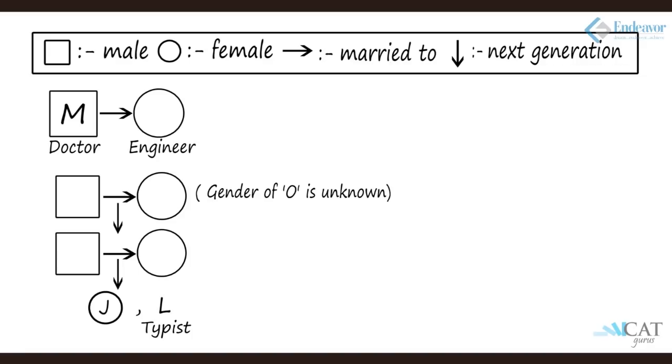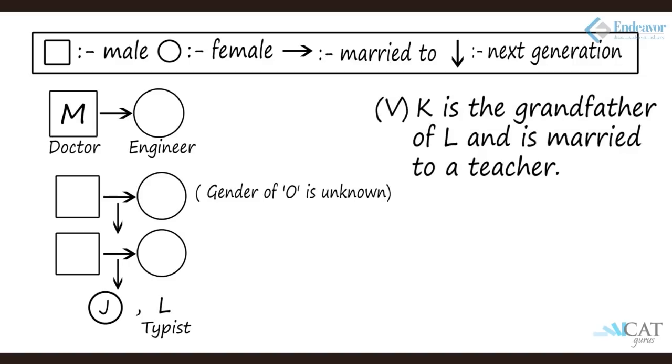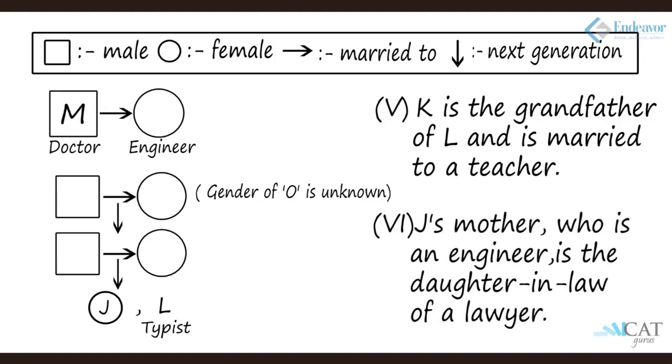Given is that L is a typist. So all we know is that L is a typist, we still don't know the gender. K is the grandfather of L and is married to a teacher. J's mother, who is an engineer, is the daughter-in-law of a lawyer. Because it was very clearly said that 6 family members have different professions, when we said that M is a doctor and his wife is an engineer, and when I say J's mother who is an engineer, we know that J's mother is M's wife and J's father is M.